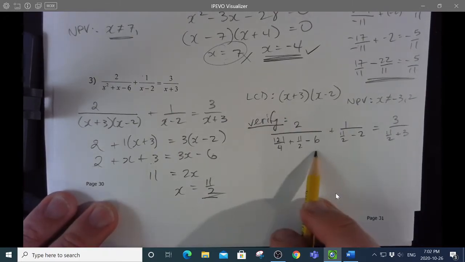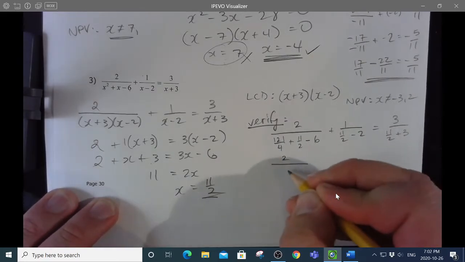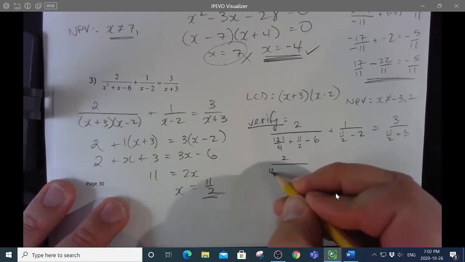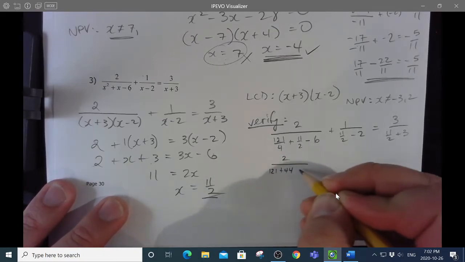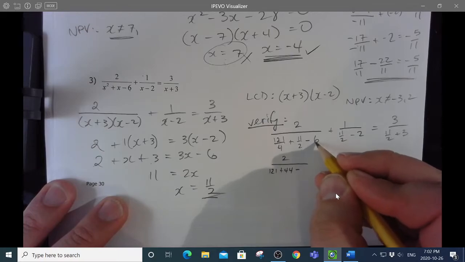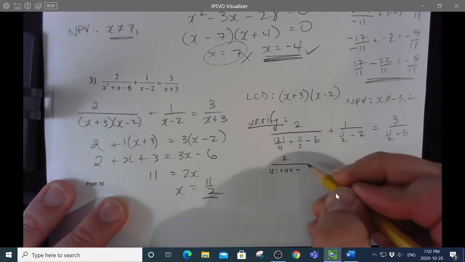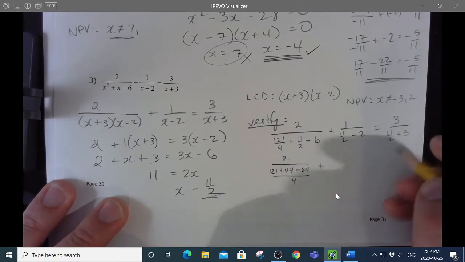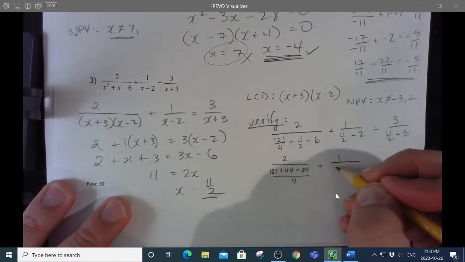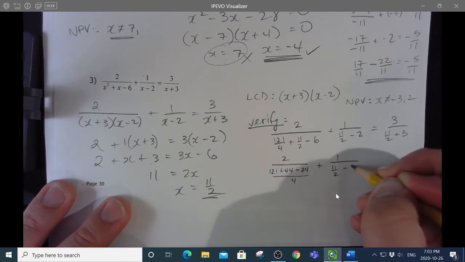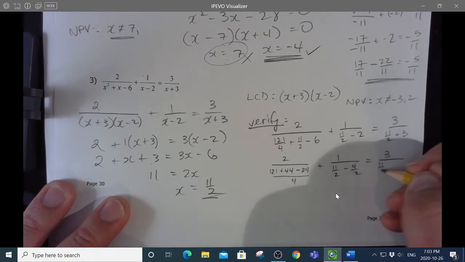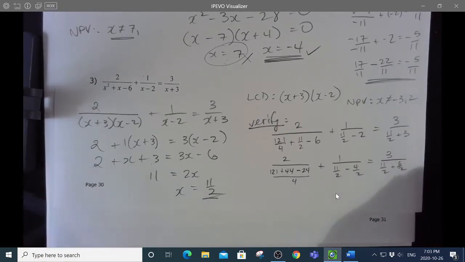Okay, well, the common denominator here is 4, so that's 2 over 121 plus 44. I better write this out, can't do this mentally. Minus, and if I change this 6 over 1 into fourths, that would be 24 all over 4. Meanwhile, over on this guy, I have 1 over 11 over 2 minus 4 over 2. And over on this guy, I have 3, and that's 11 over 2 plus 6 over 2. I'm going to run out of room here, aren't I? Yes, I am. But oh well.